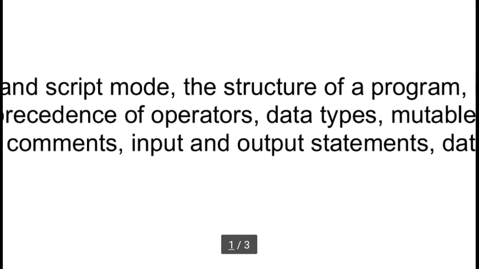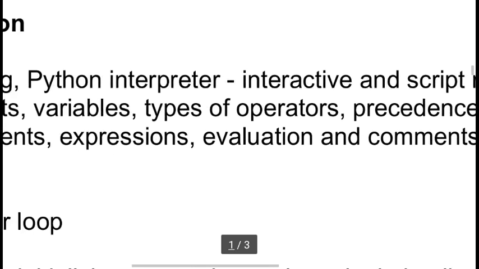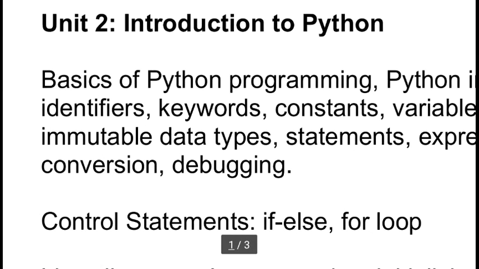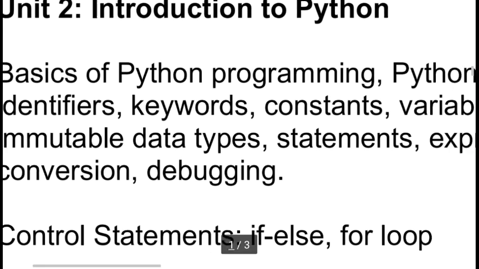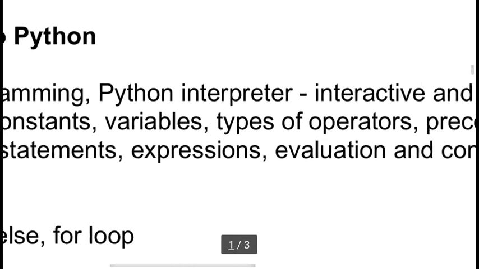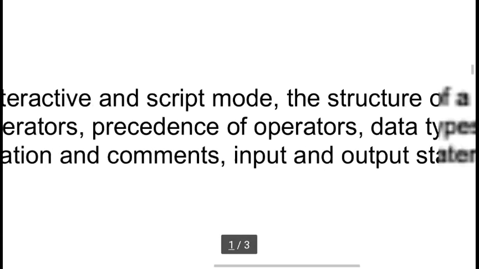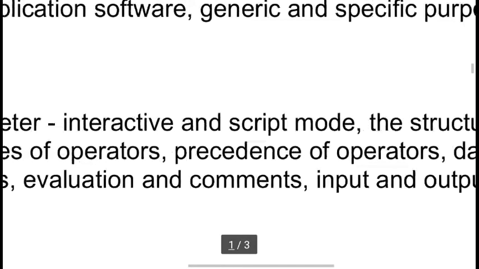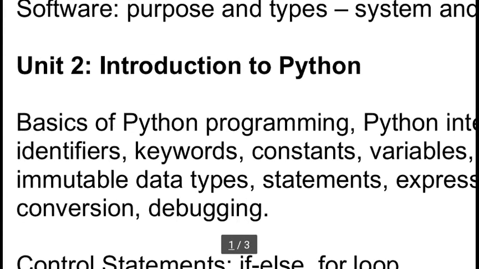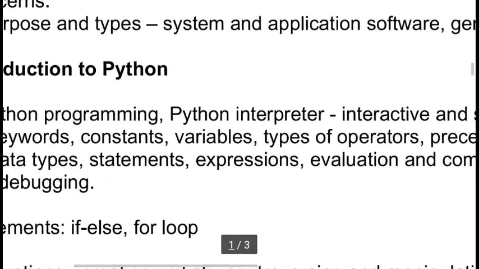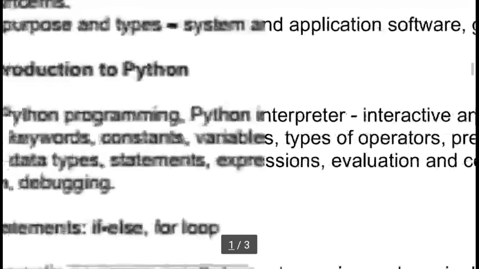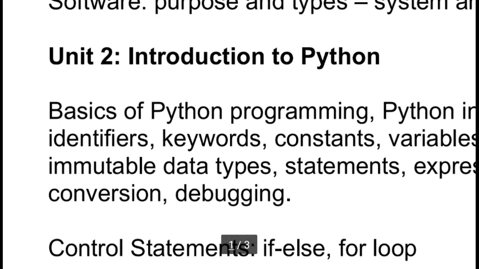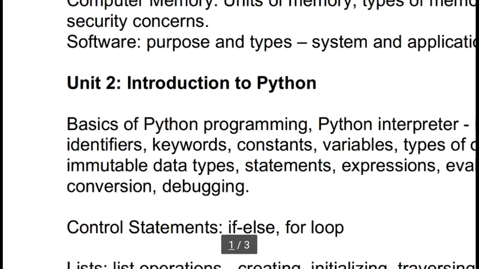The structure of a program we will discuss. Indentation means providing space. Identifiers means variable and method names. Then keywords, constants, variables, types of operators, precedence of operators, data types, mutable and immutable data types, statements, expressions, evaluation and comments, input and output statements, data type conversion, and debugging. Debugging means finding errors in the program and fixing them. This type of thing we will discuss.